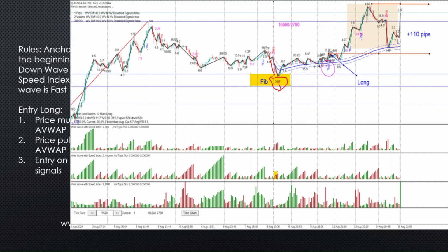Simply, we place our VWAP at the beginning of the wave, and we wait for the price to break upwards, which it does, to pull back, which it does, and then we're waiting for a Bluetooth long signal. That's our signal right here, and this is where we enter long, and that move up to here was 110 pips. Simple as that. Let's go to the next example.